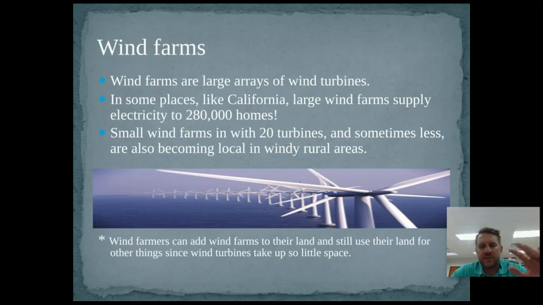Wind farms, there are large farms. You have them in the ocean. This is a great picture here. I think this is a really cool picture. But it's out in the ocean. They also have them in the Midwest, out in the flatlands. A place like California has these large supplies, and California can power 280,000 homes with these large farms. Small farms are more for rural areas, okay?